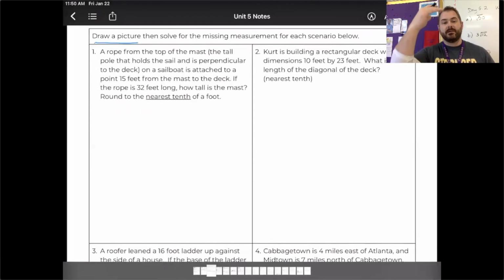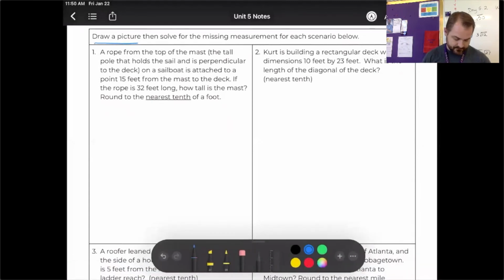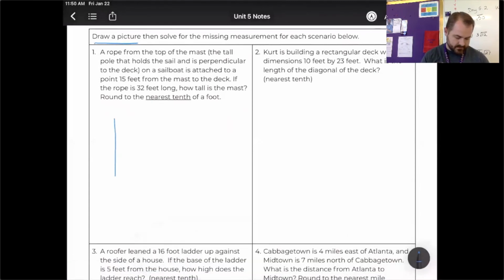Okay, so that top of the mast has a rope attached to it that is also attached to 15 feet away from the bottom of the mast on the deck. So if that rope is 32 feet long, how tall is the mast? Well, let's start to draw this. We know that our mast is our vertical piece, up and down.